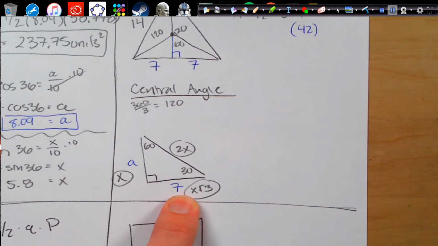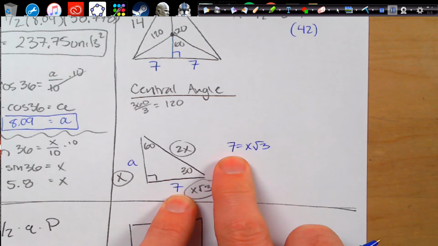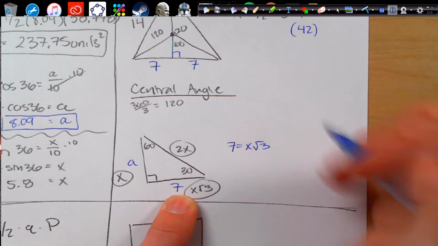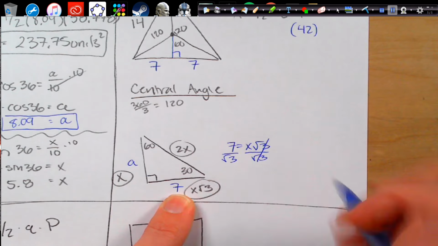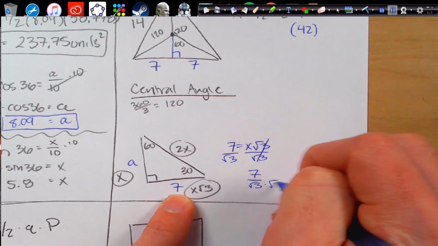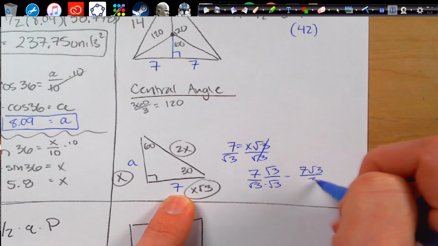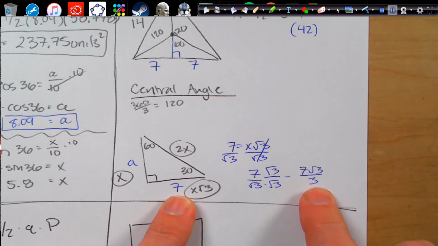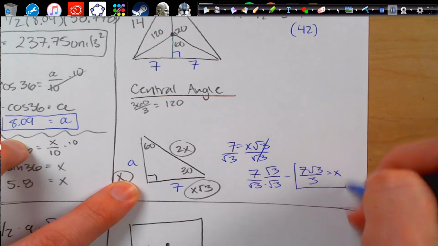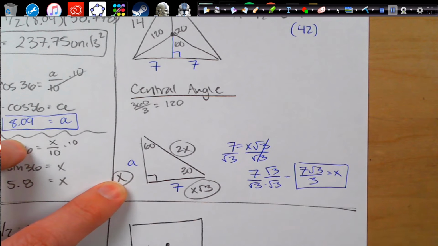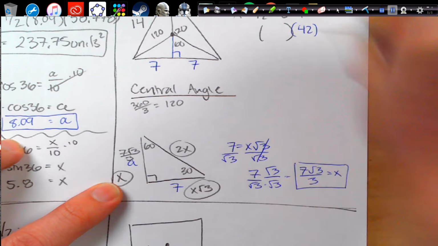Well, 7 is in the x rad 3 position, so I can actually solve for x using algebra. So I'm going to divide by rad 3, but I can't have rad 3 in the denominator, so I'm going to have to rationalize rad 3 over rad 3. That's going to give me 7 rad 3 over 3. I can't divide by 3 into 7. It just doesn't work. So what does x equal? 7 rad 3 over 3, which happens to be the value of my apothem. So I have my value of the apothem now.